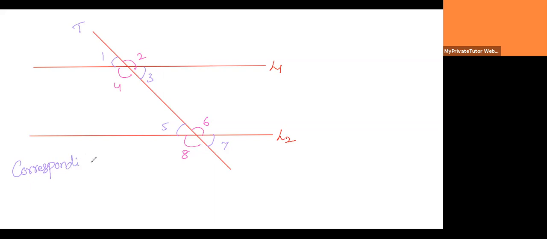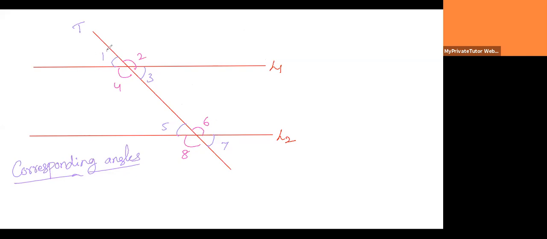What do you mean by corresponding angles? Anybody? I think Anna answered here. Corresponding angles are the angles which are at the same place, but in different positions. Okay, different positions in a sense, different lines I am talking about. Same position in the different lines.